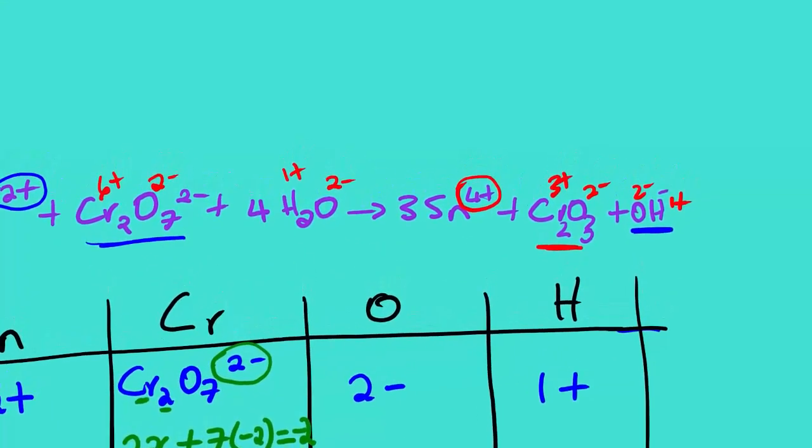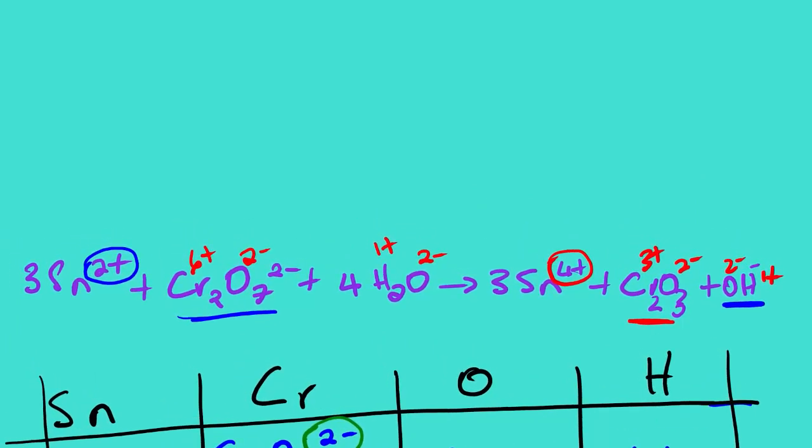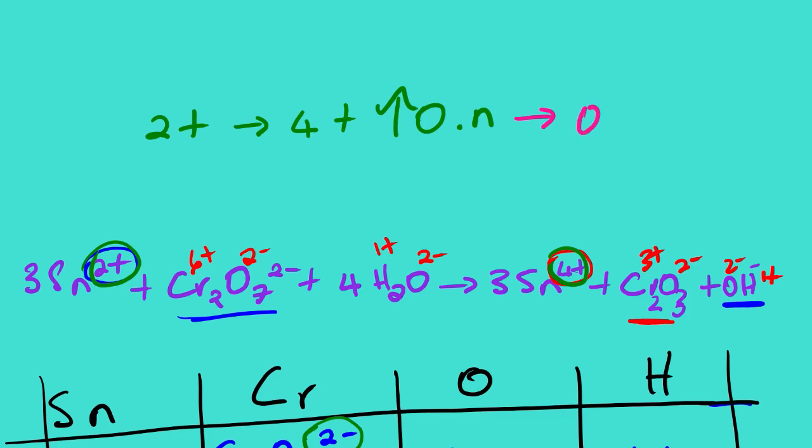So from here we can conclude which one undergoes oxidation and which one undergoes reduction by looking at the oxidation numbers. Now tin on the reactants has 2 plus. From 2 plus to 4 plus, we can see there's an increase in oxidation number. Since there's an increase in oxidation number, any element that undergoes oxidation, the oxidation number increases. So this one undergoes oxidation.